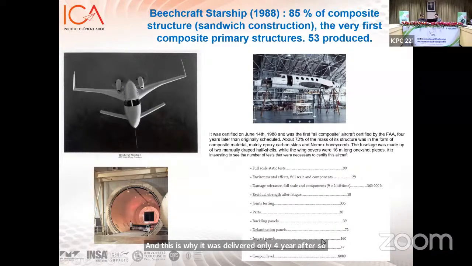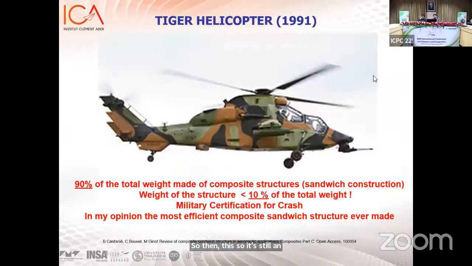I have given on the lower part the number of tests which were made for the certification, and there is really a lot of testing. It means checking that the structure is strong enough and secure enough. Security is the main issue in aeronautics. You can see the number of coupon-level tests to get the allowables for the design: 8,000. Today at Airbus, for the last program, the A350, the number of tests reaches more than 70,000 tests. So it's still an issue when you want to design an aeronautic composite structure.